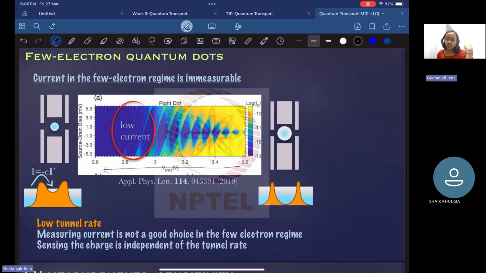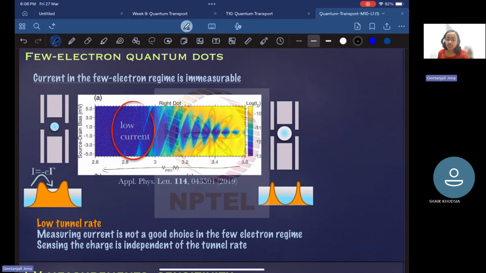So, why do we need a charge sensor? Why don't we use the current? This is because of the limitation of the experimental setup. When we measure the current, we measure it through the tunneling rate. If the tunneling rate is really low, then it's not possible for the device to measure the current, so if the current is already low, it can't detect the charges.